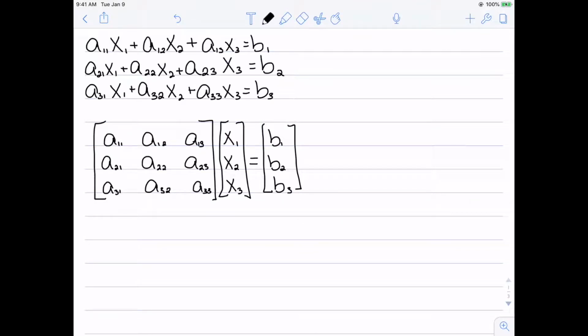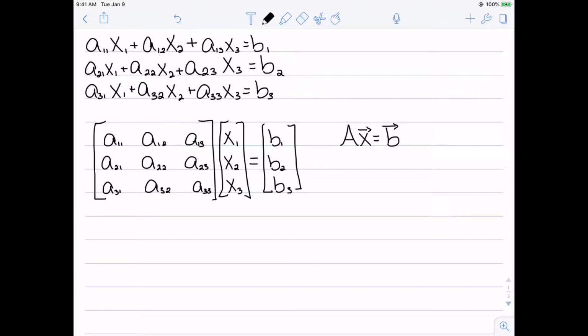So we can rewrite this as the coefficient matrix times the vector that contains x1, x2, x3 is equal to my b1, b2, b3 vector. And if you actually multiply out this left-hand side here, you will get back to the system of equations. The first row would be a11x1 plus a12x2 plus a13x3. And then on the right-hand side, that's equal to b1. And that would continue down.